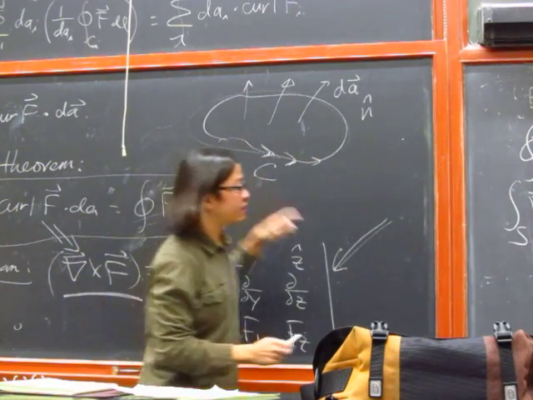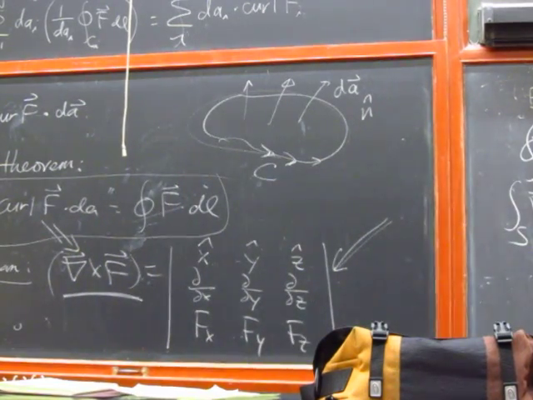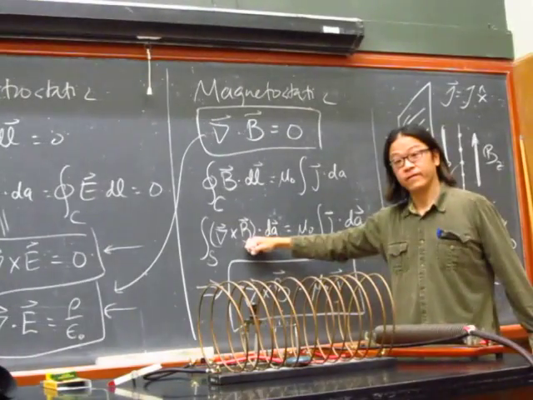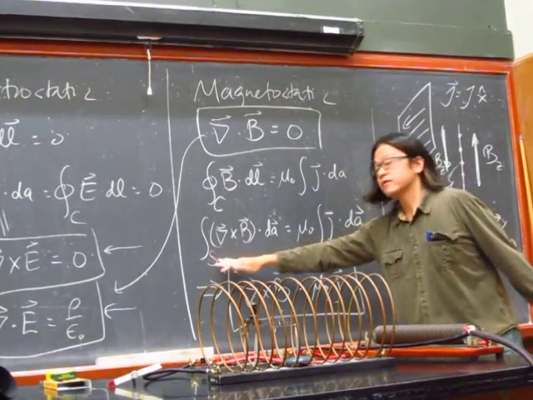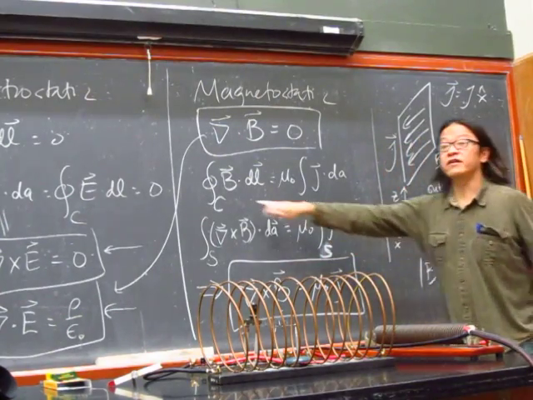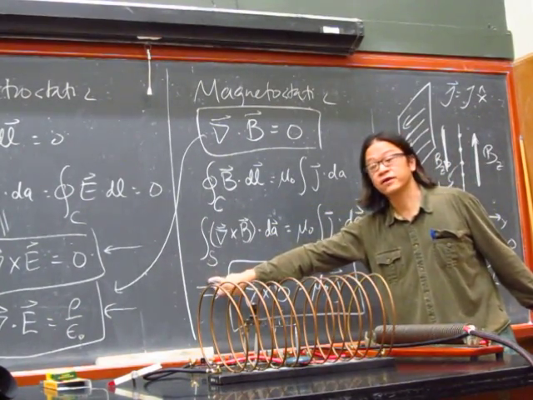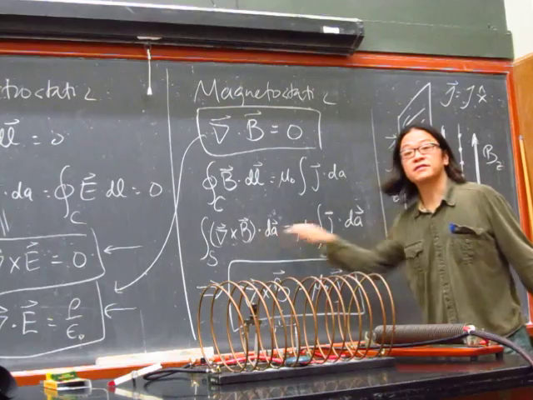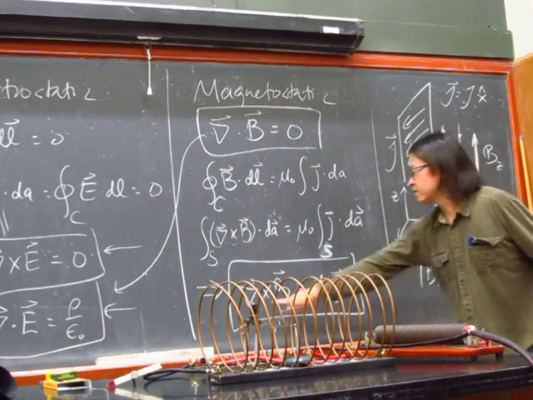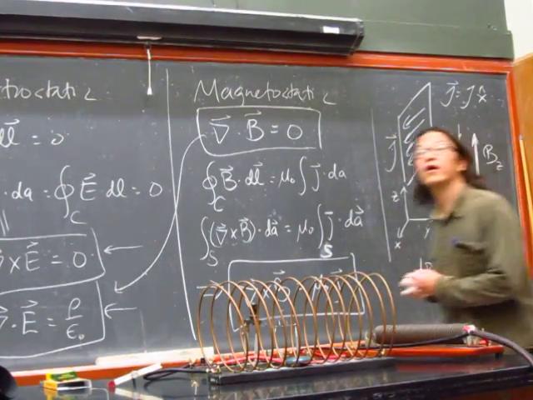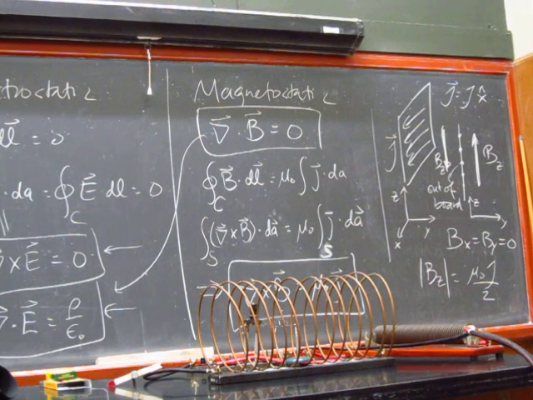And I can re-express the line integral as a surface integral of the curl of B. But this can be any surface and any curve that bounds the surface, right? Therefore, the integrands have to be the same. The curl of B is mu naught J. So those are the two equations for magnetostatics.